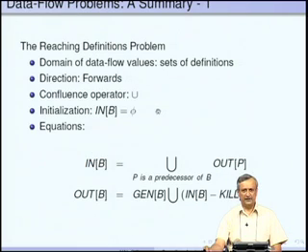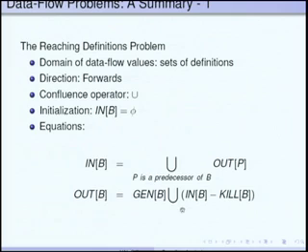Now, let us summarize the data flow analysis problems that we studied so far. We first studied the reaching definitions problem. The domain was sets of definitions, direction was forwards, confluence operator was union, initialization was in b equal to phi, and equations were in b equal to union of out p, where p is a predecessor of b, out b is gen b union in b minus kill b.